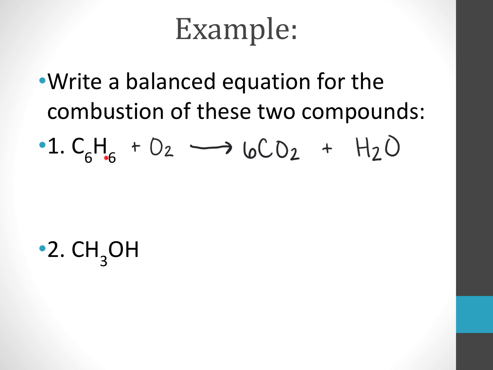And then there's 6 hydrogens, so I'm going to put a 3 over here, since 3 times 2 is 6. Now I'm going to add up all the oxygens on the right side of the reaction. 6 times 2 is 12, and then the 3 carries over, so there's a total of 15. So I need 15 oxygens on the left side of the reaction. 7.5 times 2 gives us 15. Except, can we have 7.5 oxygens?